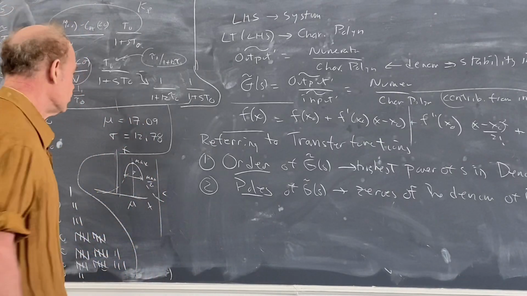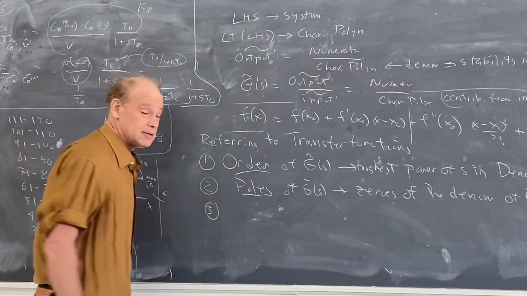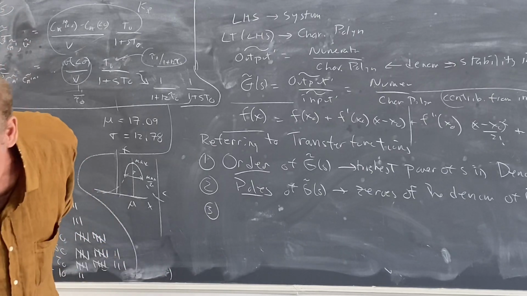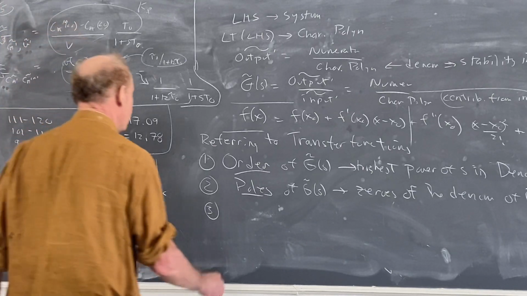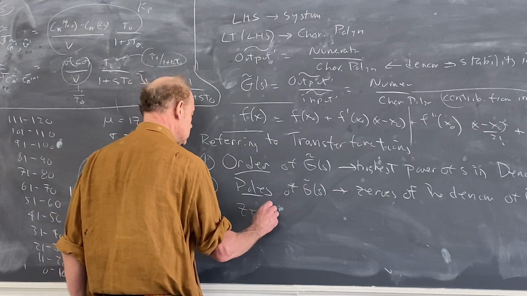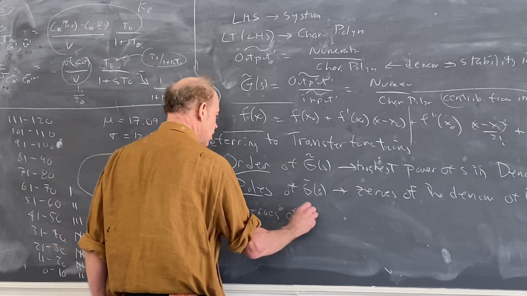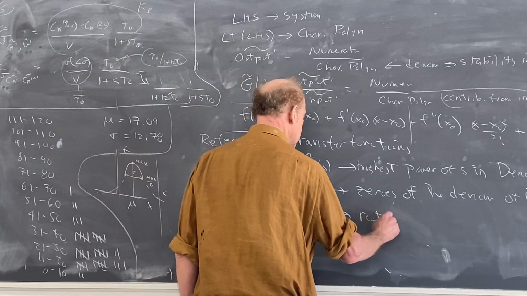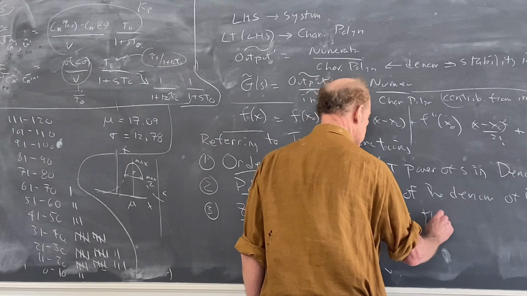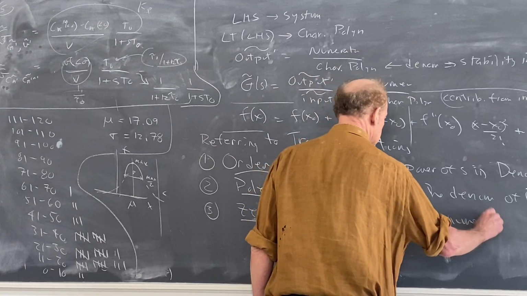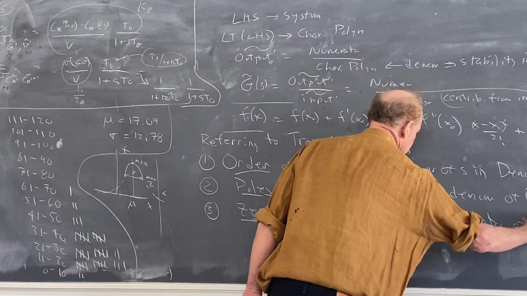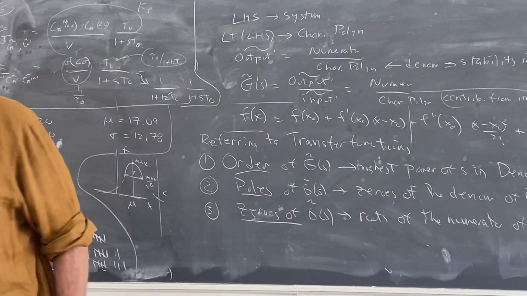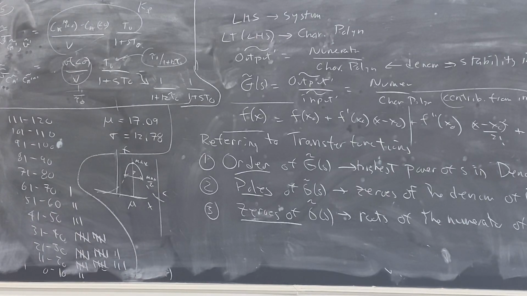Okay, zeros. This is another word for the same thing. The zeros of G tilde of S are the roots of the numerator of G tilde of S. So that's just a little bit of terminology. And I'm going to erase this.